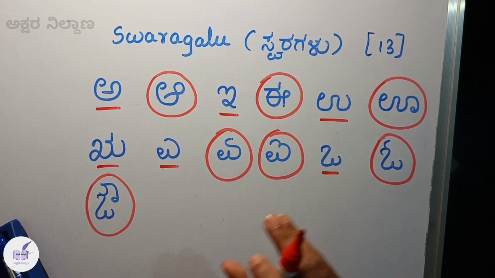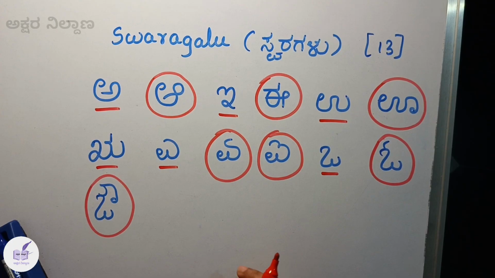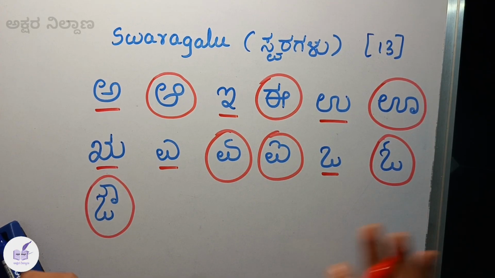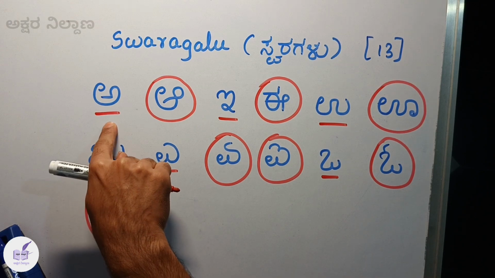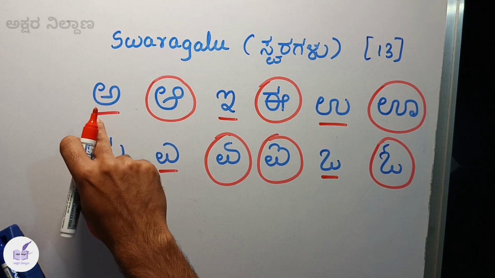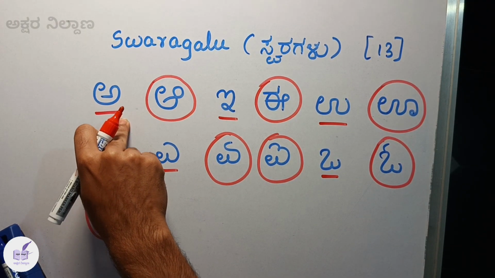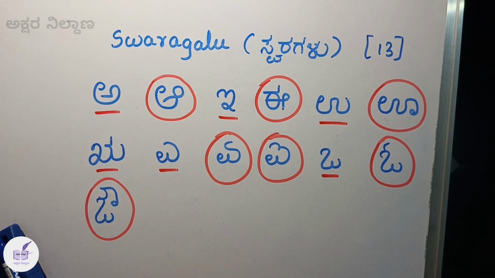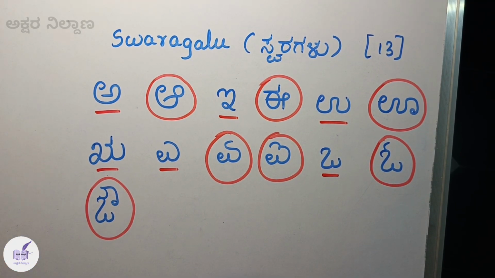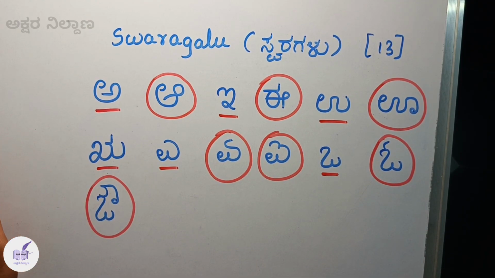These are called Dirgha Swaragalu. What do you mean by dirgha? Dirgha means extending, expanding, dragging. So the ones I marked with a line are the Rasva Swaragalu, and the ones I circled are the Dirgha Swaragalu. Pause the video, take the letters, and mark them.